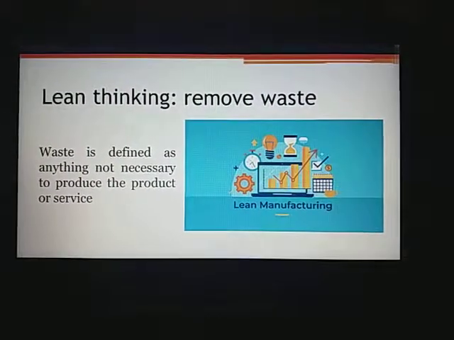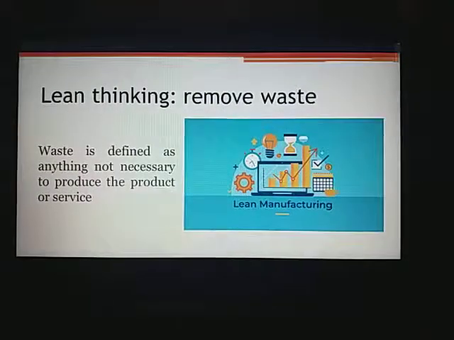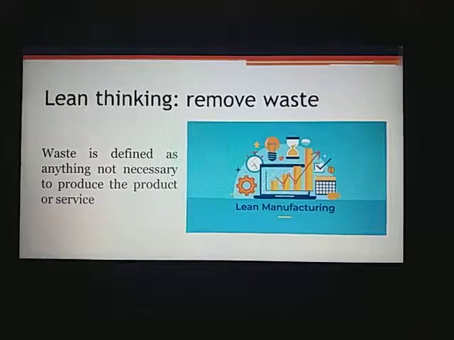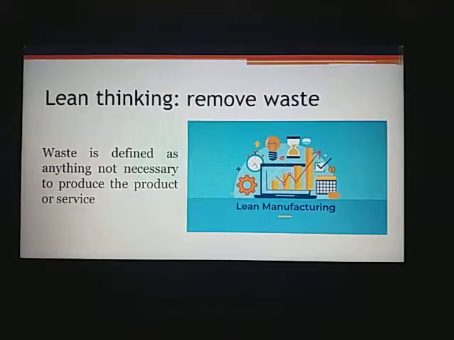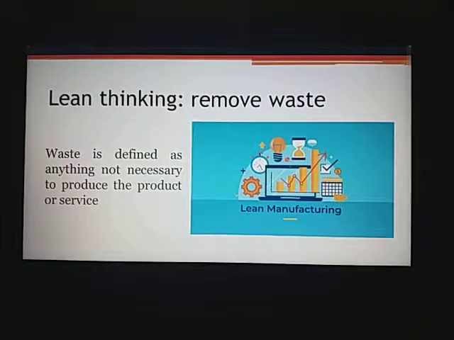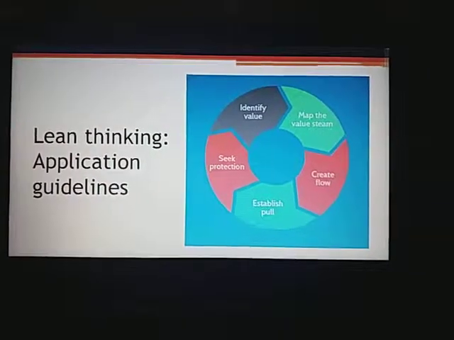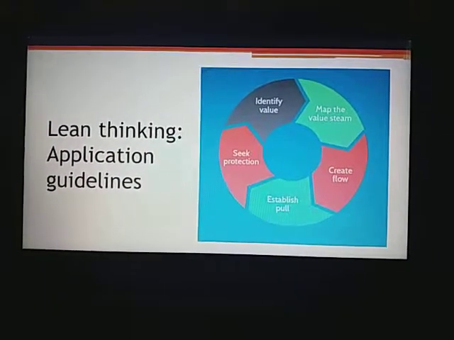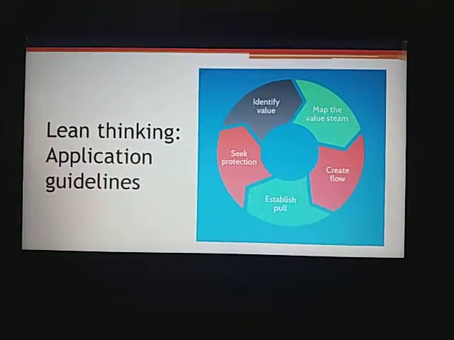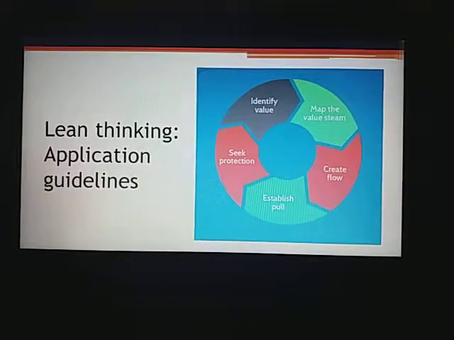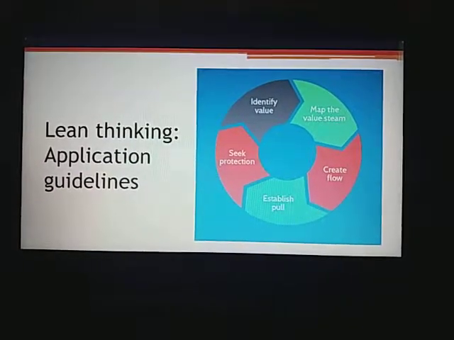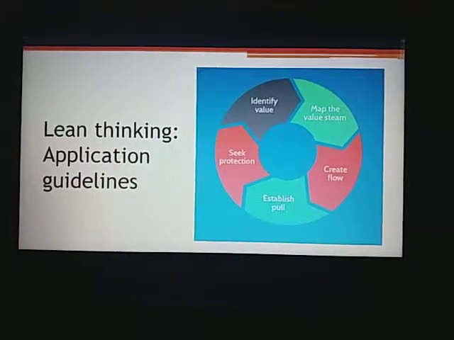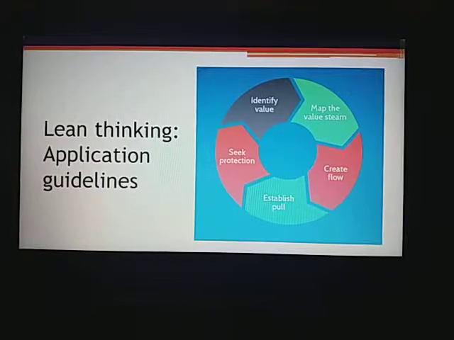Lean thinking. Remove waste. Lean focuses on the removal of waste, with it defined as anything not necessary to produce the product or service. There are 5 essential steps in Lean. 1. Identify which features create value. 2. Identify the sequence of activities called the value stream. 3. Make the activities flow. 4. Let the customer pull product or service through the process. And 5.